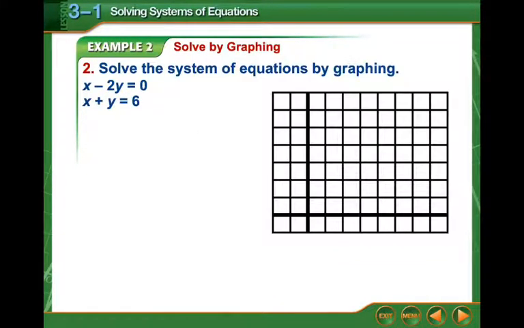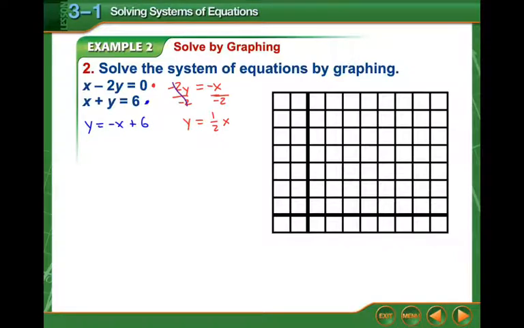For number 2 here, we want to solve the system of equations by graphing. So again, we want this to be in slope-intercept form, so y equal mx plus b. So again, we're going to subtract x on the first one. I'm going to do this one in red, second one in blue. So we have negative 2y equal to a negative x. The 0 doesn't do anything. And then we just divide both sides by negative 2. So we have y equal to positive 1/2 x. For the other one, pretty simple here. We just move the x over, so it's y equal to negative x plus 6.